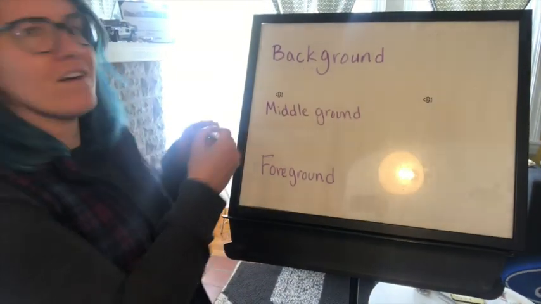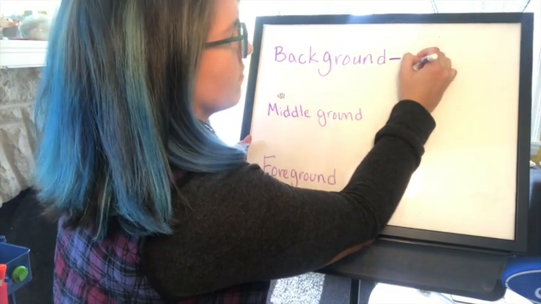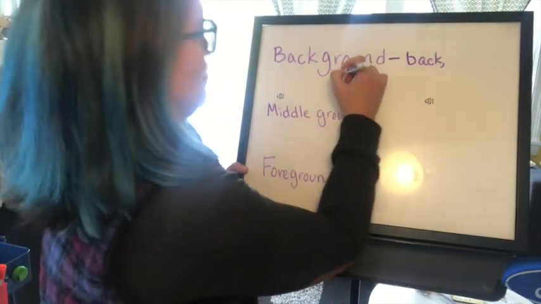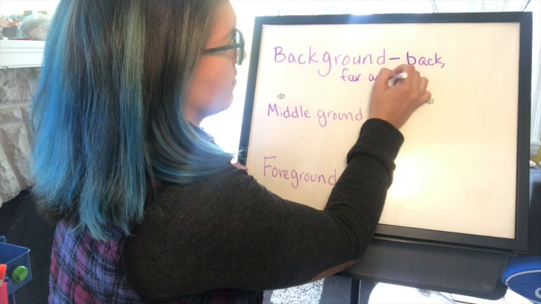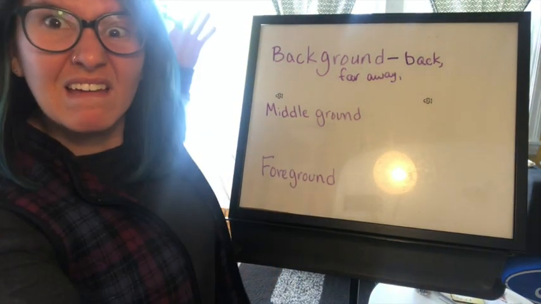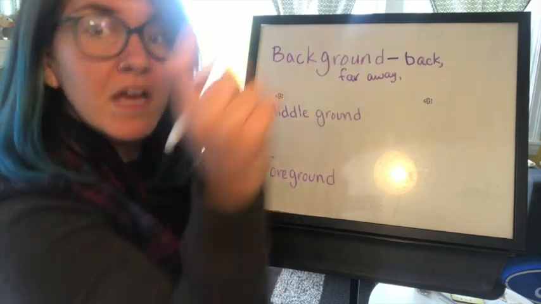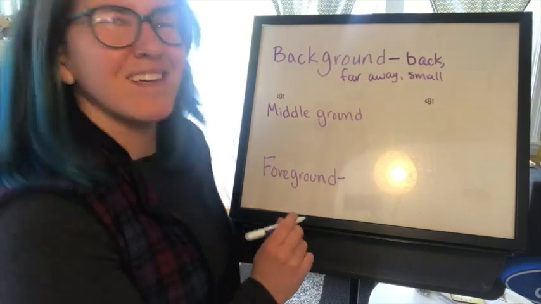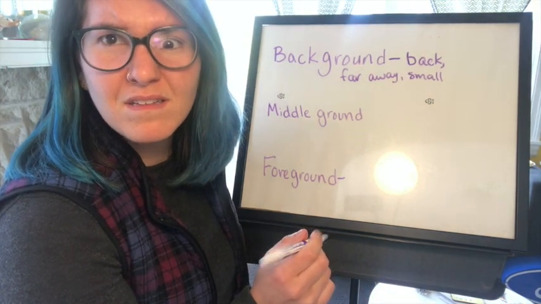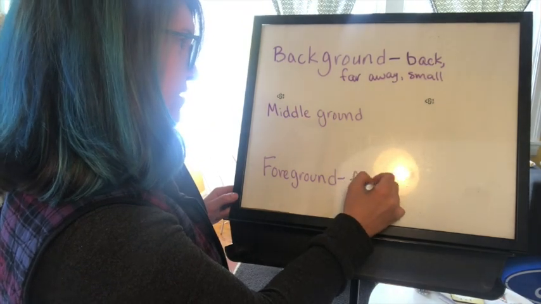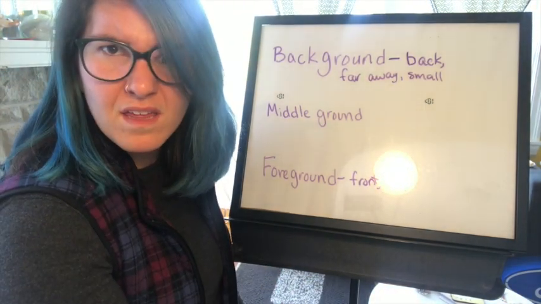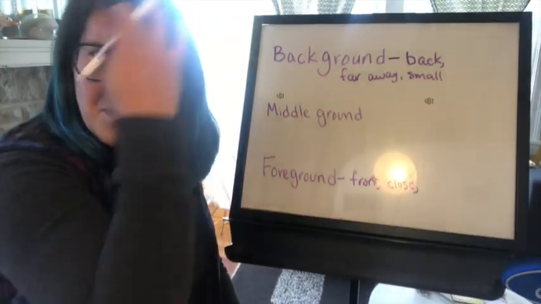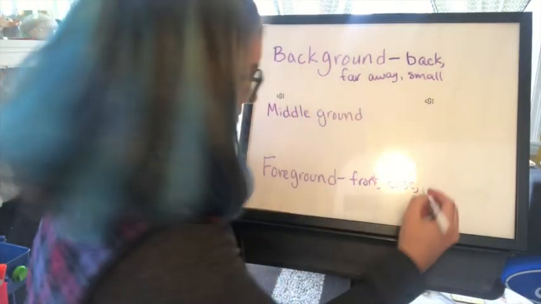Okay, so we've got background. It's in the back. And is it close or far away? Far away. So is it going to be big or small? That's right, it's going to be small. Okay, how about our foreground? Back, front, middle? That's right, front. It's in the front. Is it close or far away? Close. And is it going to be big or small? Big.